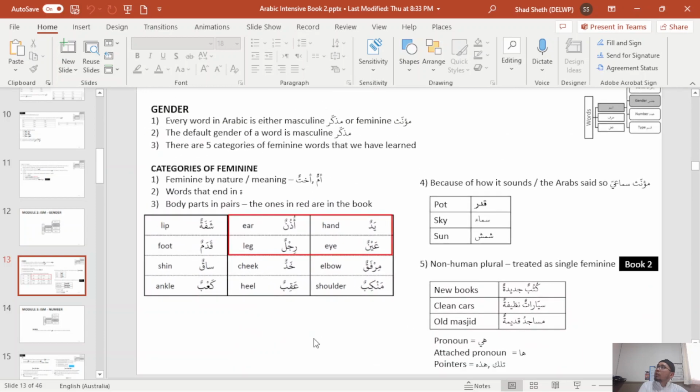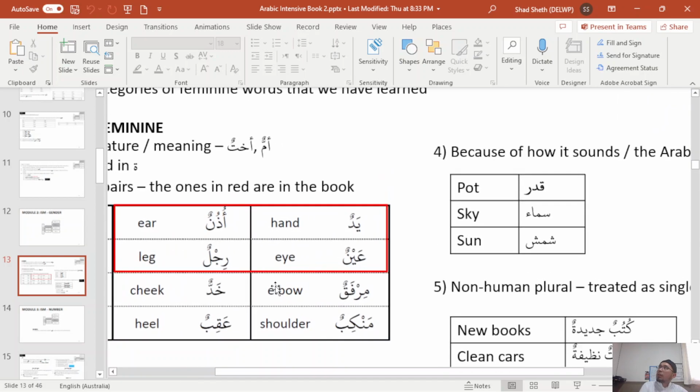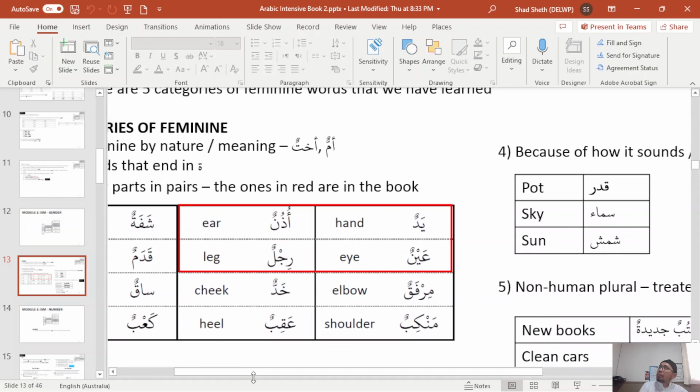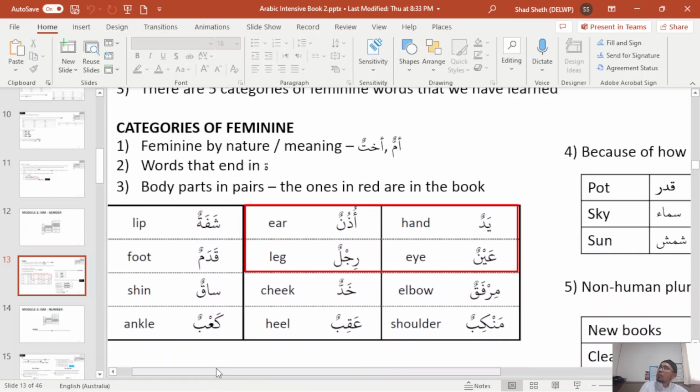When we talked about gender last time, we talked about feminine, yeah? We said there are a couple of categories for feminine. So just a quick recap. We say a word is feminine if the meaning is feminine. If it ends with ta marbuta like sayyarah, ta marbuta is feminine. If it's body parts in pairs, hands, right?